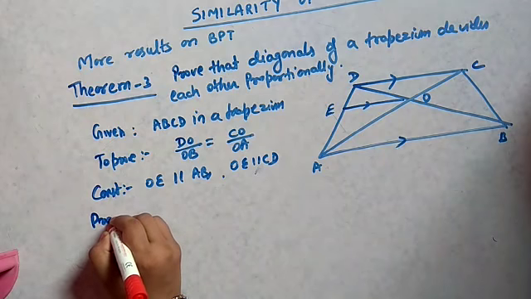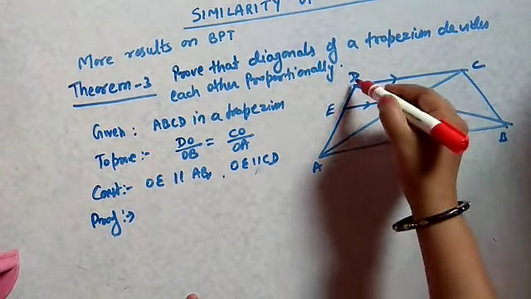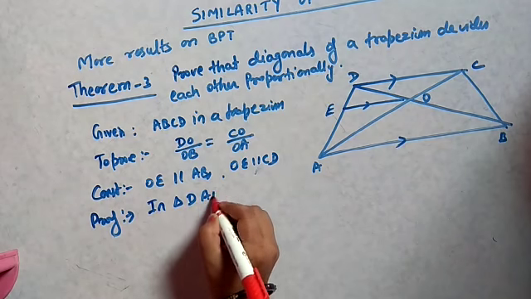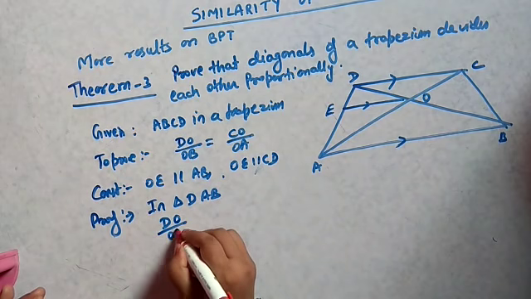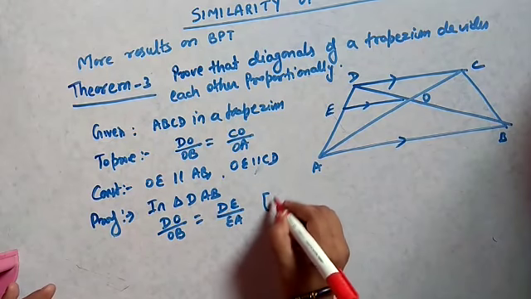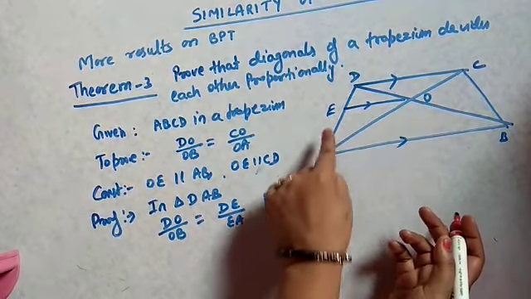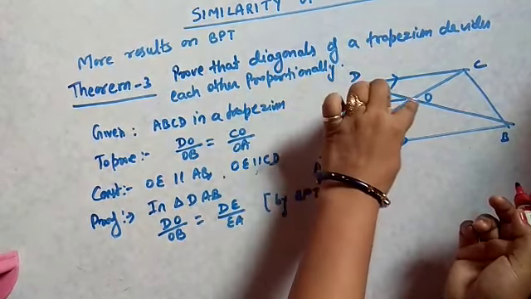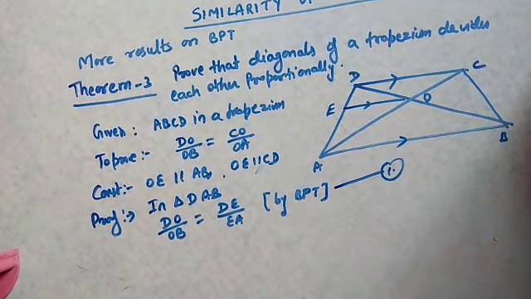Now let us prove this. At first I am taking this triangle ADB. In triangle DAB, we can write DO by OB equals DE by EA by BPT theorem. Since EO is parallel to AB, in this triangle, due to BPT theorem, we can write DO by OB equals DE by EA. Let this be equation 1.